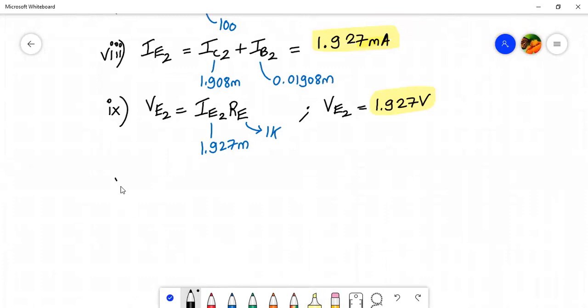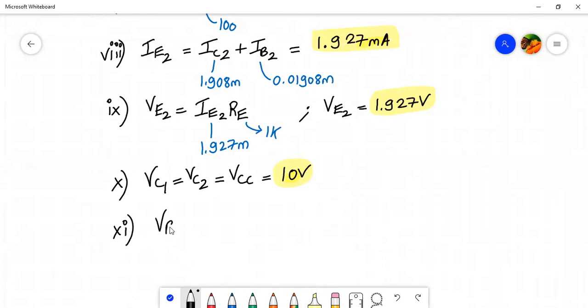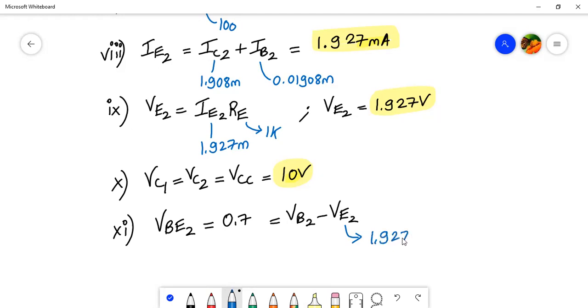Now let's calculate the value of VC1, which will be equal to VC2, which will be equal to VCC, which is 10 volt. Pretty simple, straightforward. All right. Now let's calculate the value of VBE1. I mean, we can calculate VBE2 also. So VBE2, we know it is 0.7. But that VBE2 is equal to VB2 minus VE2. Okay. And the value of VE2 is 1.927 volt.